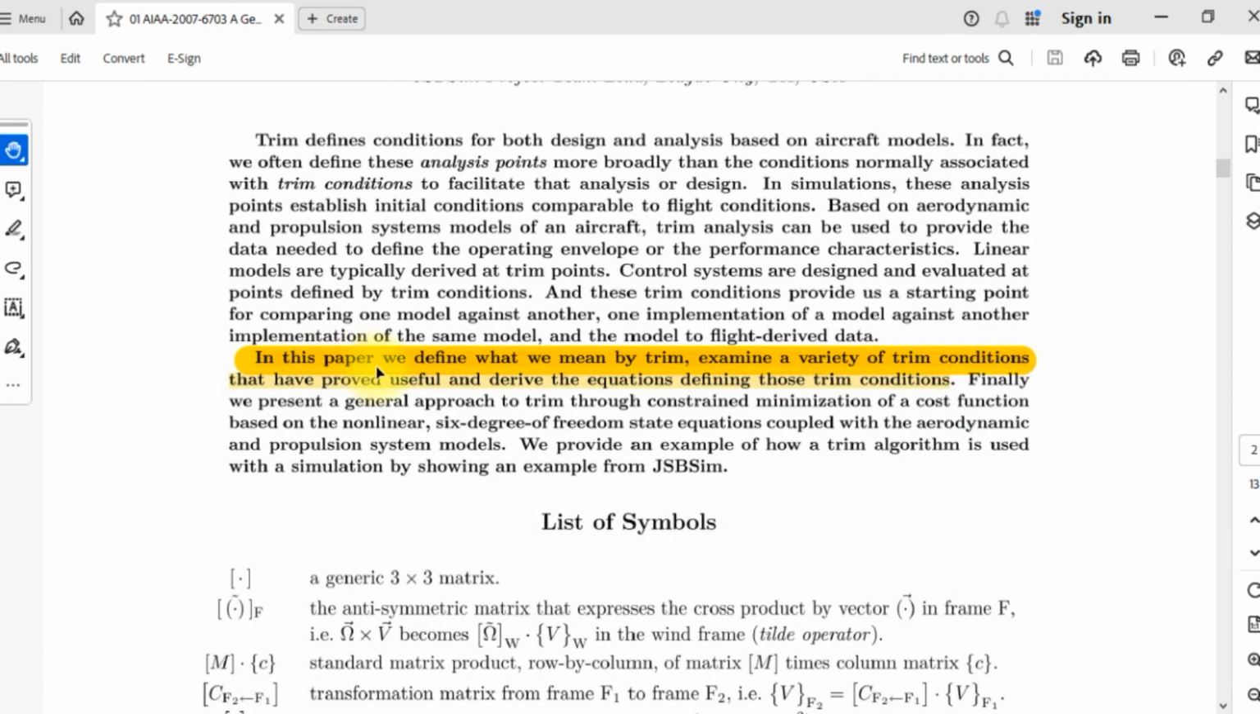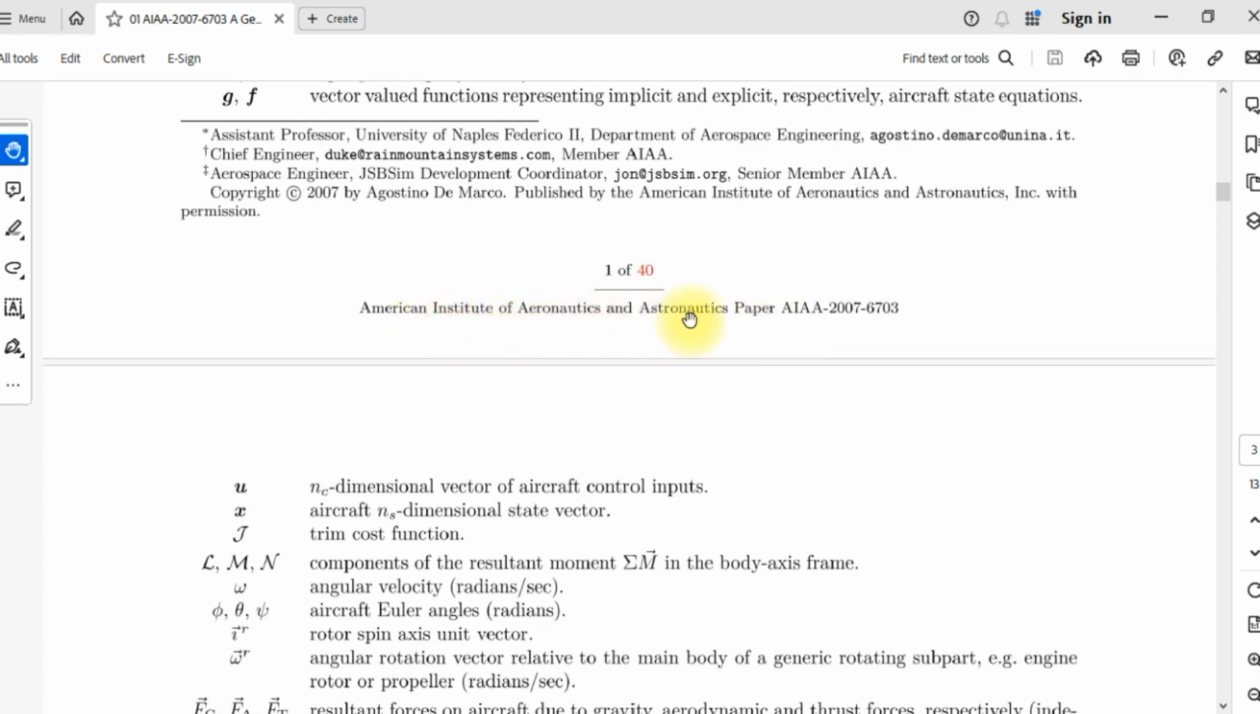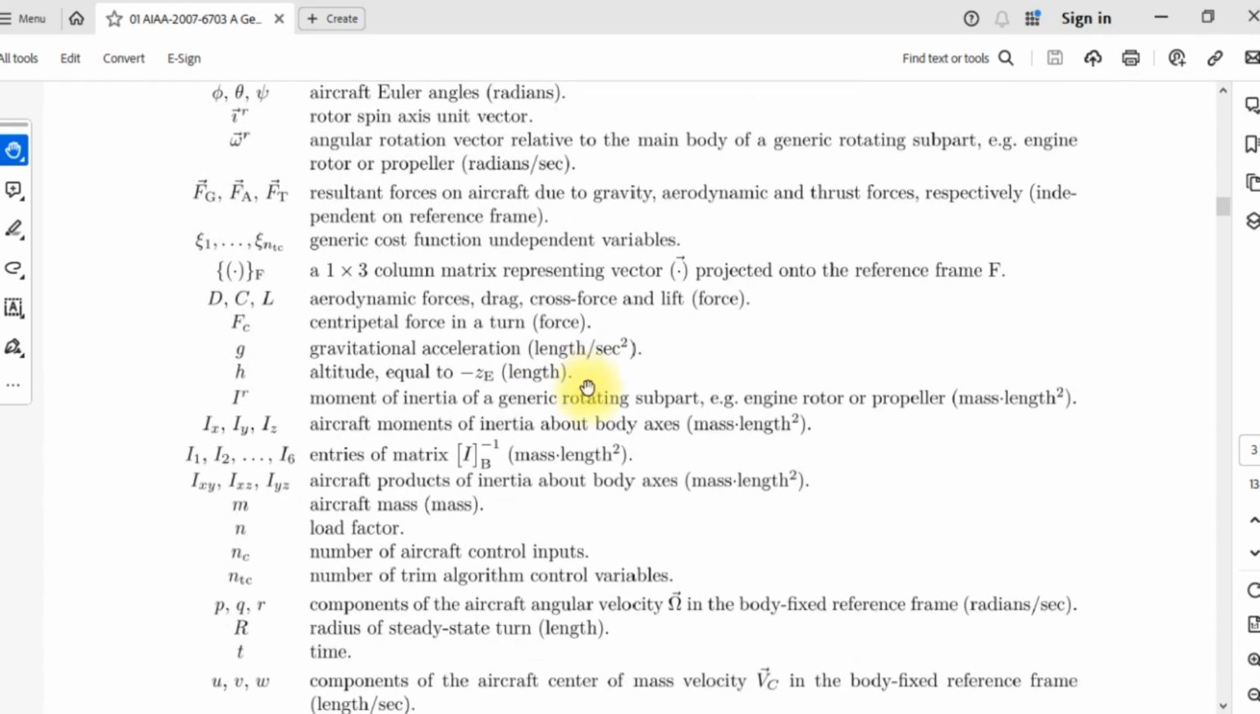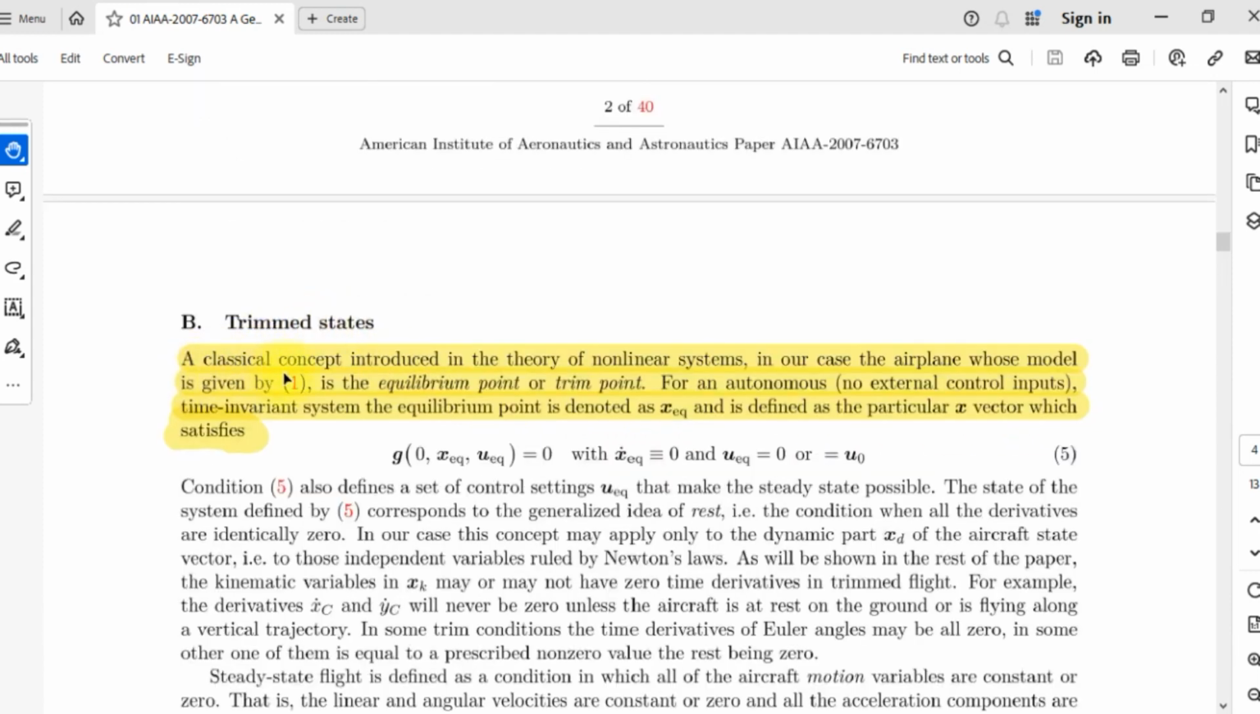In this paper, we define what we mean by trim and examine a variety of trim conditions. To my surprise, and to your surprise, they assume the flat Earth when they examine this problem. This is an American Institute of Aeronautics and Astronautics paper. So you see here, they assume the flat Earth hypothesis. Trim states are a classical concept introduced in the theory of nonlinear systems. In our case, the airplane whose model is given is in the equilibrium point, or trim point.